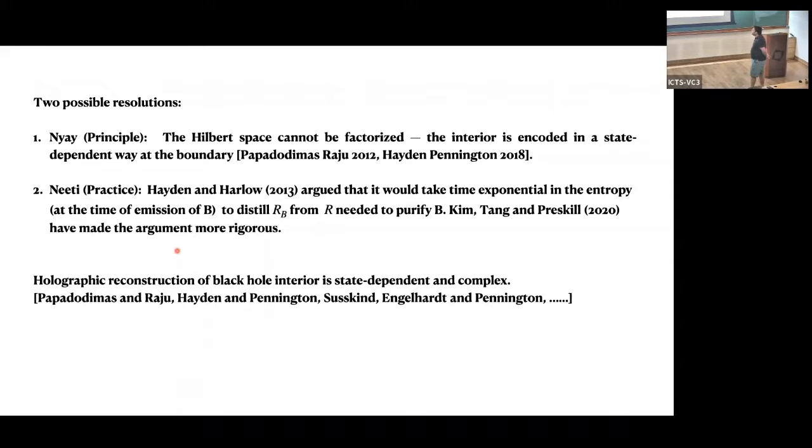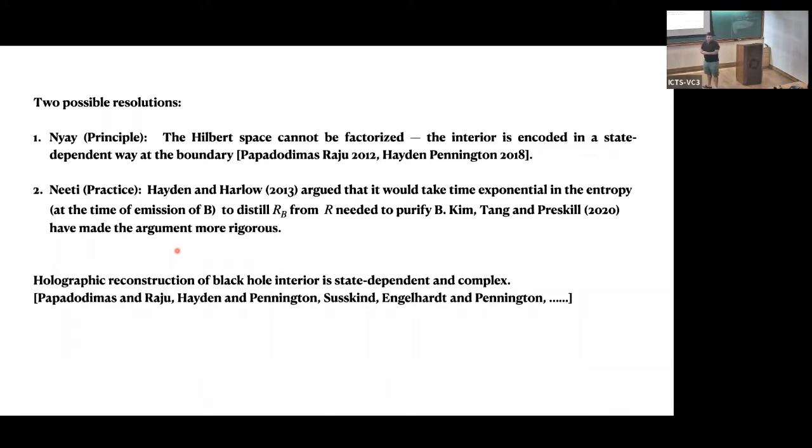There are two possible resolutions of this, and I take this terminology from Amartya Sen's idea of Nyaya and Niti. You often need two ways to resolve something: one as a matter of principle and one as a matter of practice, and both are somehow important.